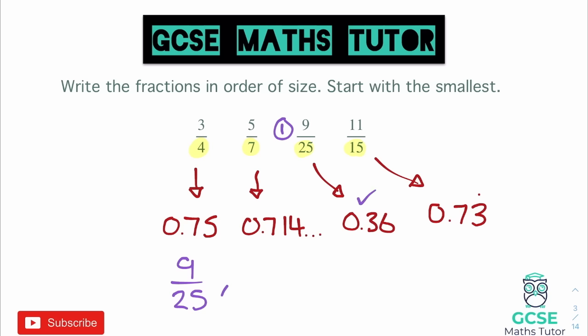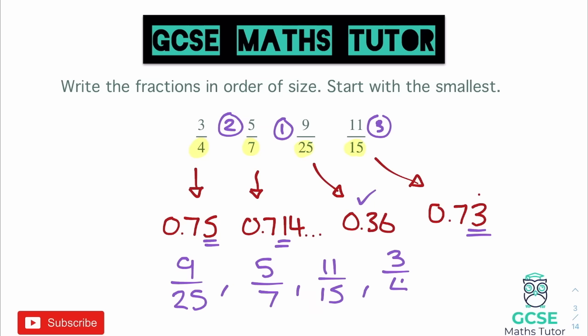The next smallest is the 0.7 with the 1 after it, so this one here, the 5/7. So we're just looking at that second decimal place at the moment. That's 5/7. The next one, this decimal at the end had a 3 in the second decimal place, so that would be 3rd. So that would be 11/15. And then our final one, which had a 5 in the second decimal place, would be our final one, or our largest fraction there, and that is 3/4. And that would be our final answer there, getting our fractions in order of size, starting with the smallest.